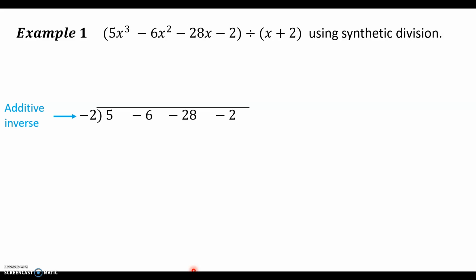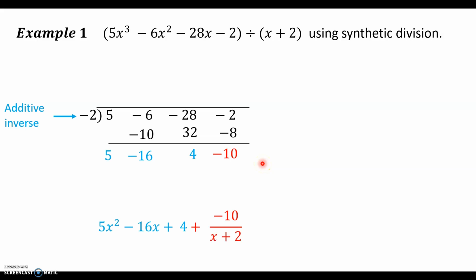So first thing, I have my additive inverse, and I have my coefficients listed there. I bring down my first term, I multiply, and I get negative 10. Then I would have negative 2 times 16 is 32. Add them up, 4. And following that same process, just by adding up each time, I end up with my remainder being negative 10. So this one, I could just write up this way, with my quotient being written in blue, and my remainder is negative 10.